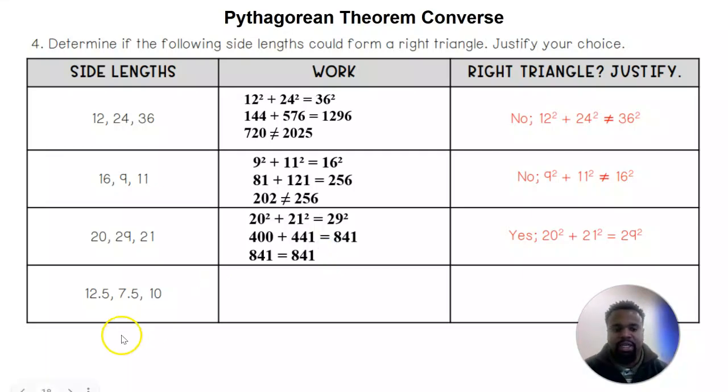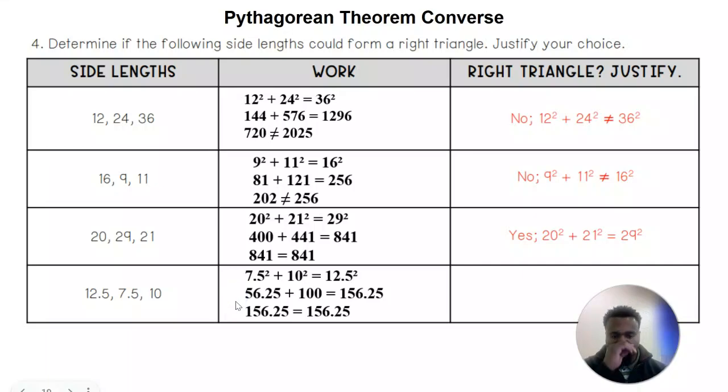All right, and if we look at this one, 12 and a half is the largest number, so that will be the hypotenuse. So we're trying to see if 7 and a half squared plus 10 squared equals 12 and a half squared. 7.5 squared gives you 56.25. 10 squared gives you 100, and 12.5 squared gives you 156.25. If we do 56.25 plus 100, that gives us 156.25, which is equal. It makes the statement true. So therefore, this is a right triangle.